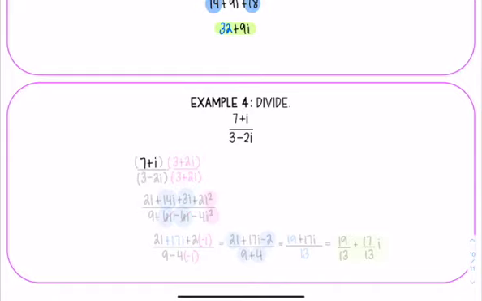So we have 7 plus i over 3 minus 2i. And so the conjugate of the denominator is just 3 plus 2i. And so that's what we need to multiply the bottom and the top by. And so we're going to end up FOILing or multiplying the top and bottom of the fraction.